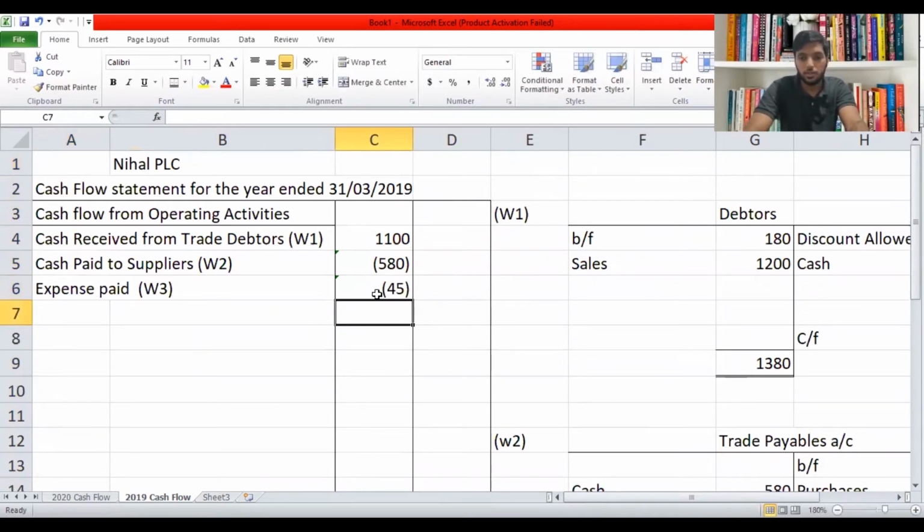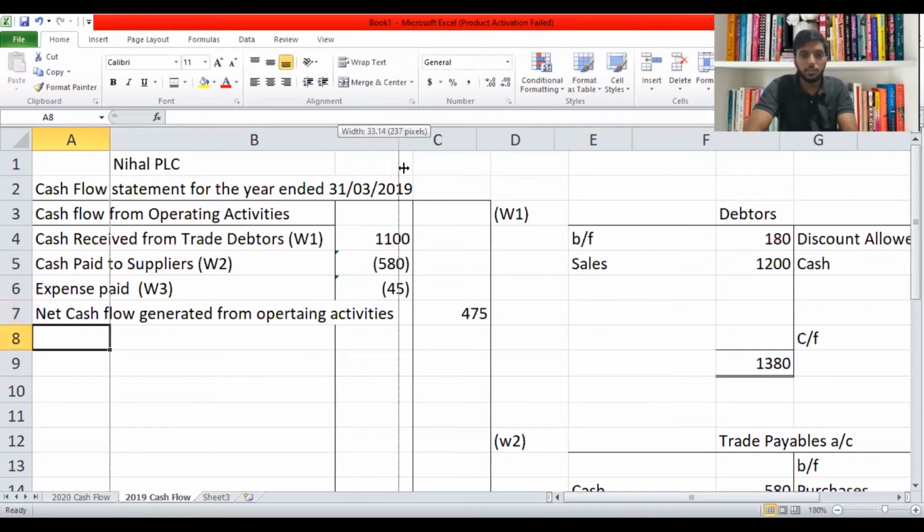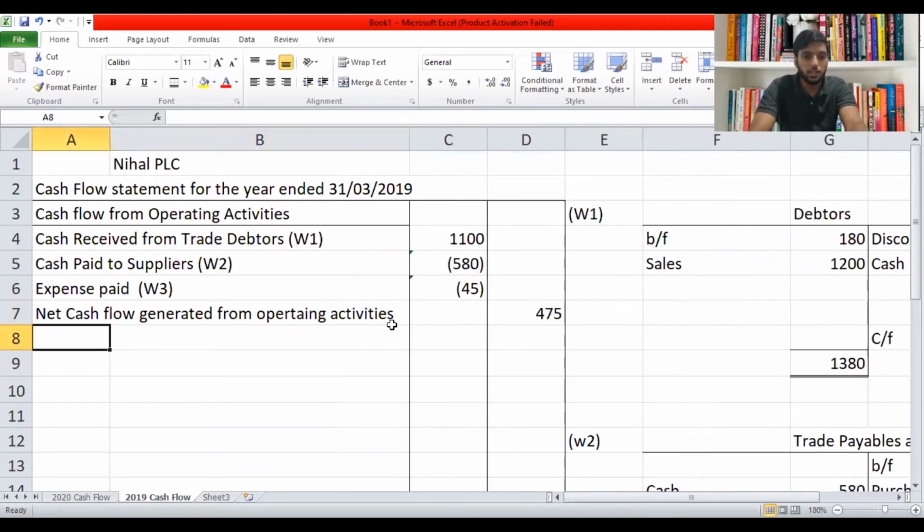I got the amount 1100 minus 580 minus 45. It'll give me a value of 475. I can write here net cash flow generated from operating activities. These 3 things, we had 3 adjustments. That's how it is, guys. The direct method you need to have a lot of workings on the first few transactions. After that, it's going to be not that hard. It's going to be the same way as we did for the investment and finance.